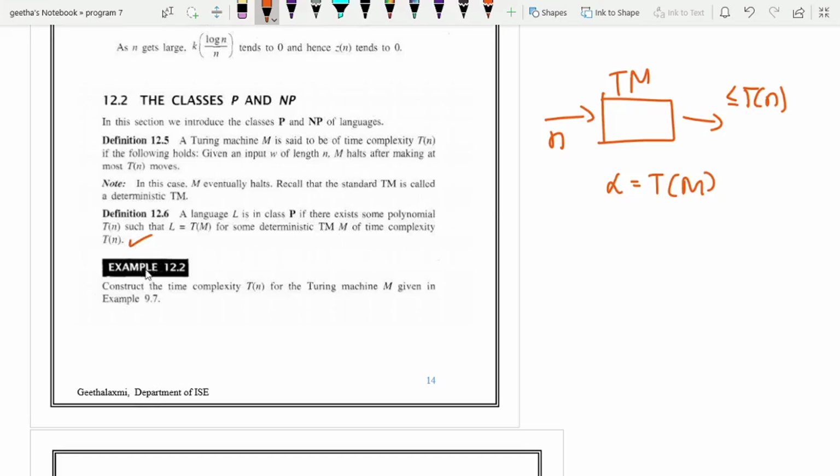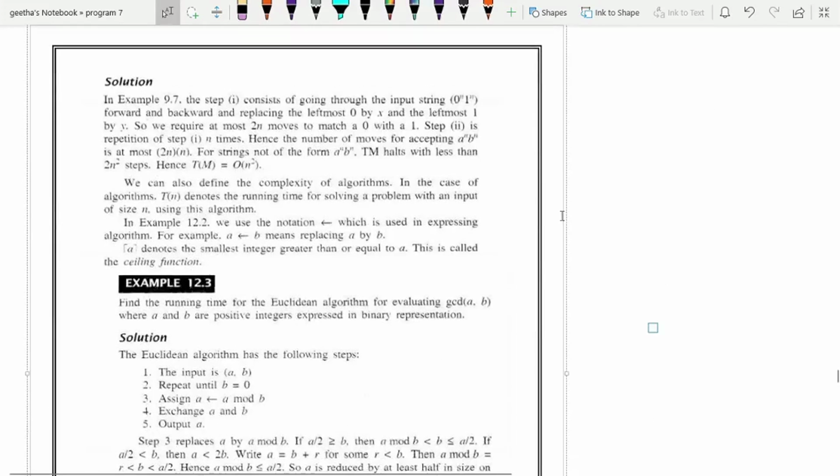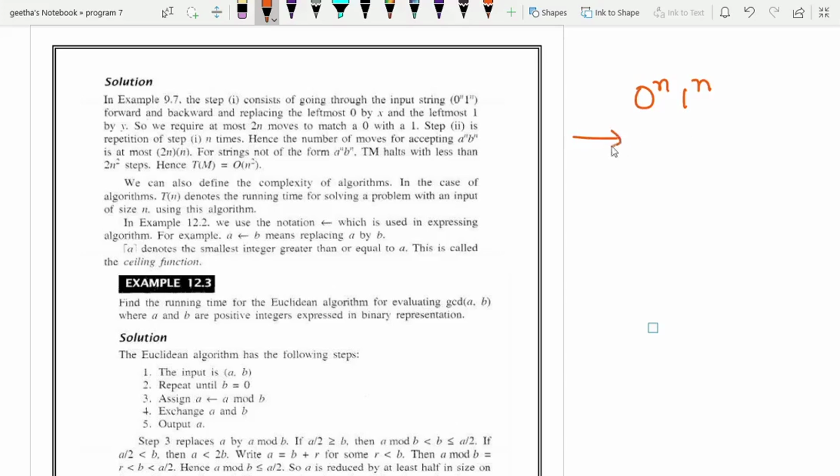Now construct the time complexity T of n for the Turing machine M for the following example. Let's consider the example of 0 to the power n and 1 to the power n. And you know how exactly the Turing machine works on the language 0 to the power n and 1 to the power n. It moves forward and backward.